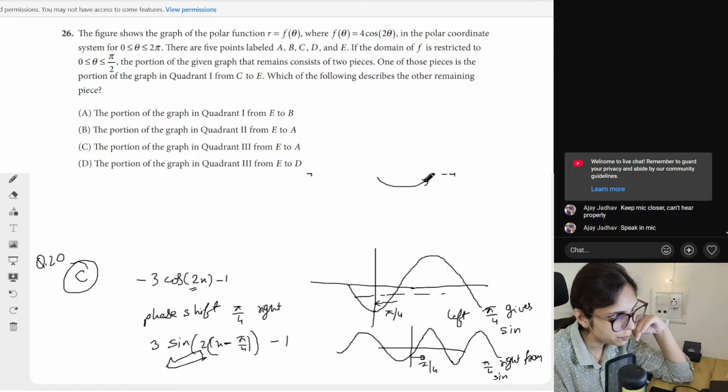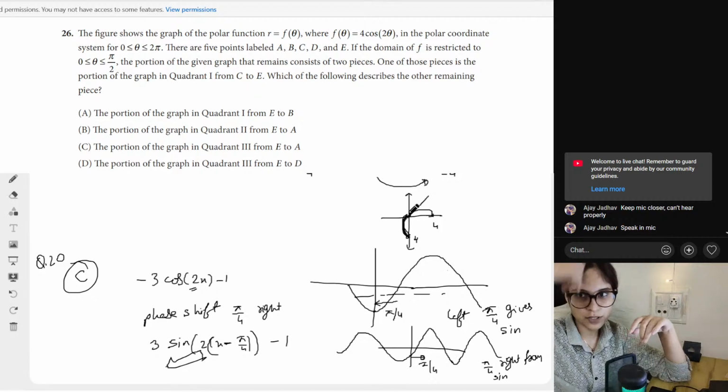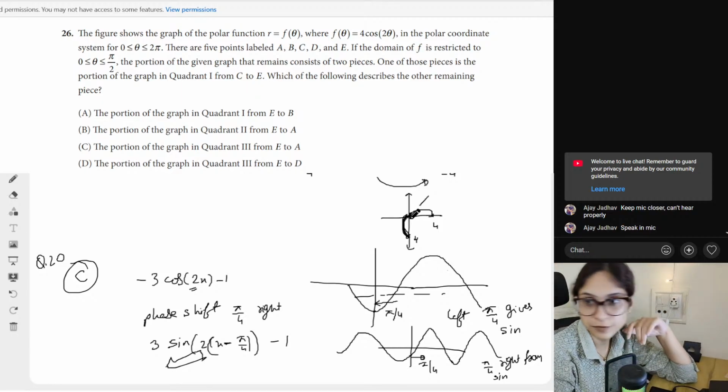So from pi over 4 to pi over 2, you're going from 0 to negative 4. So at pi over 4 you are at 0 over here. You were 4 at 0, that is why you're going like this. And over here, when the angle is pi over 2, you're going in the opposite direction. So instead of going up, you're going down. So this portion is the remaining piece from pi over 4 to pi over 2, because this is negative 4. Because at pi over 2, this will be positive, this will be negative.